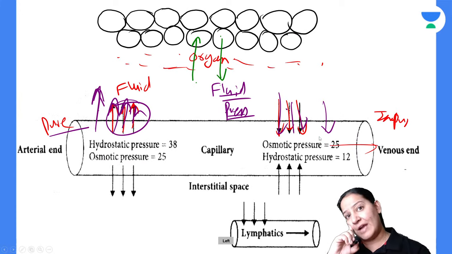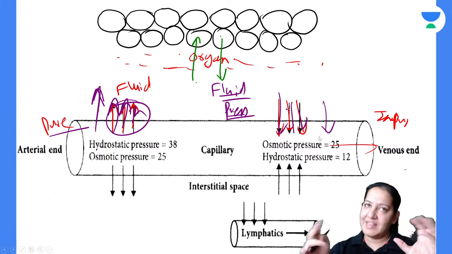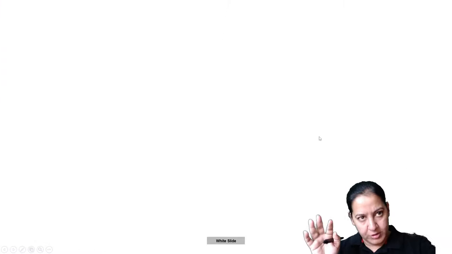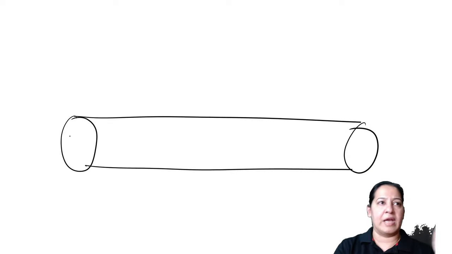Now, one more thing I would like to tell you. These are the two major pressures in the capillary. Again, I would like to draw the same diagram. Let me draw a capillary again. So this is the capillary. Inside the capillary, I am talking. This is the arterial end.